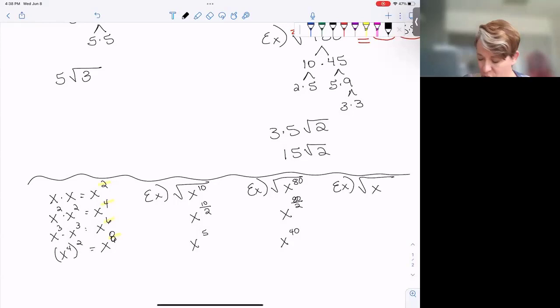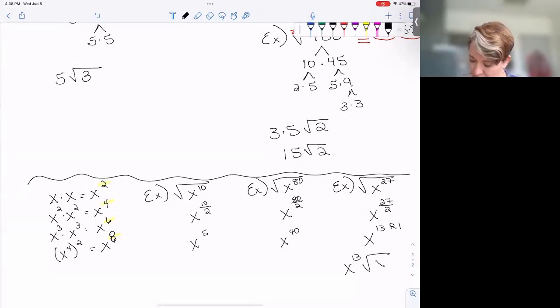Suppose we had x to the, I don't know, 27th. You would still divide it by 2 and look to see how many times it goes in evenly. It goes in there, what, 13 times? But you have a remainder of 1 if you divide 2 into 27. So that means you have 13 x's that come out and 1 x that stays in. That remainder tells you how many x's stay in.